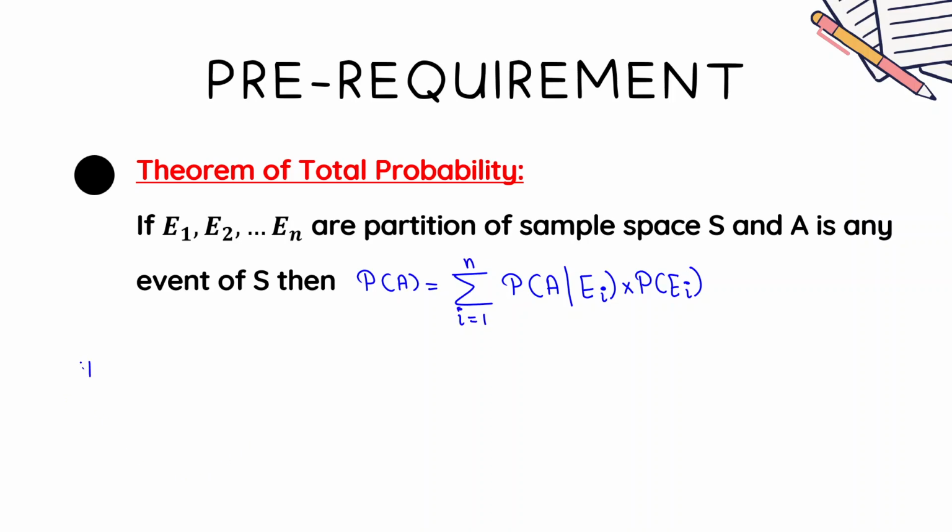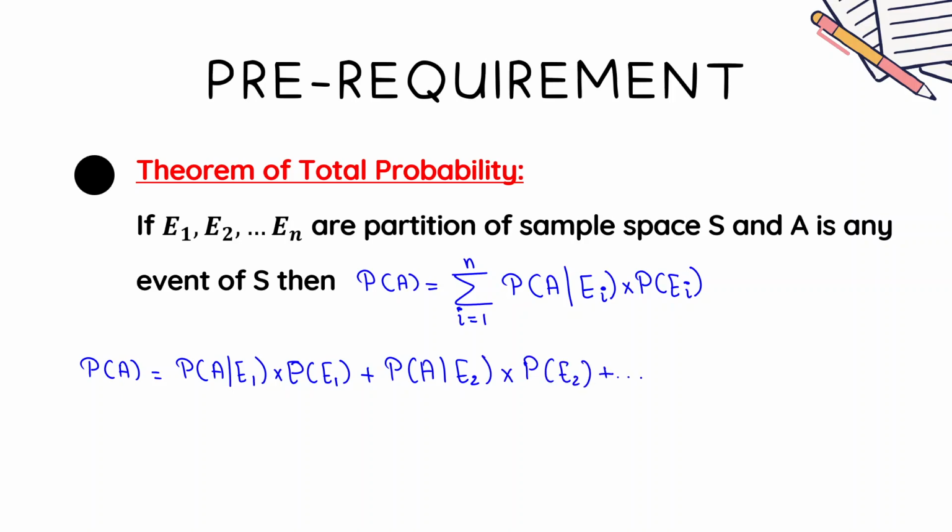That means to get the probability of A, first you will find out the probability of A given that it is event E1, multiplied with the probability of getting event E1, plus you will do the same with E2: probability of A given E2 multiplied with probability of E2, and this will continue till the last event of the partition, that is, probability of A given En multiplied with probability of En. Right? So this is nothing but the theorem of total probability, which is required for Bayes theorem.